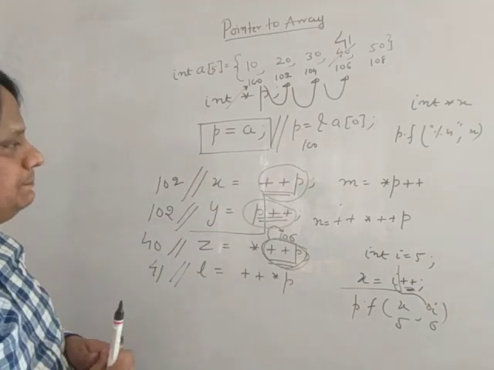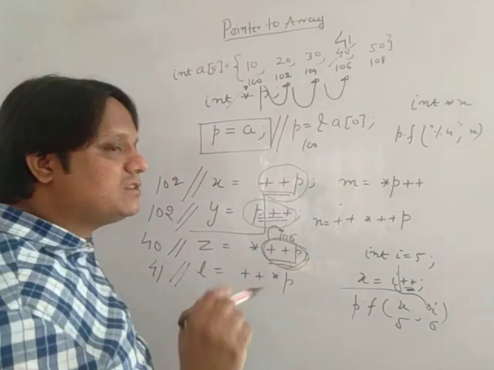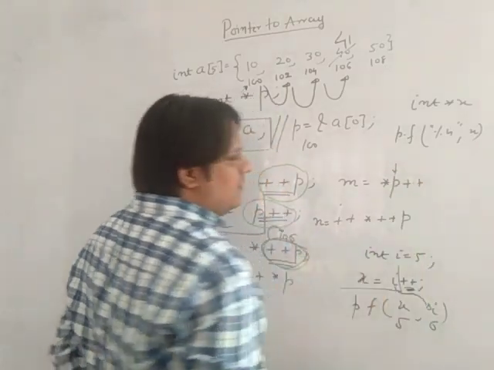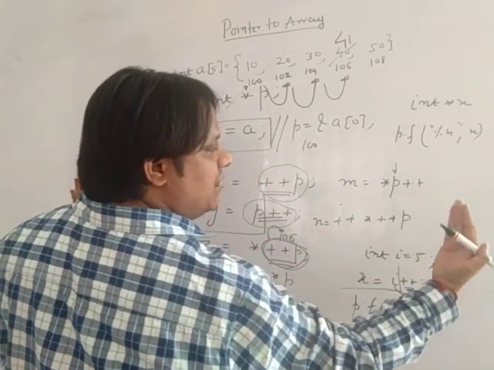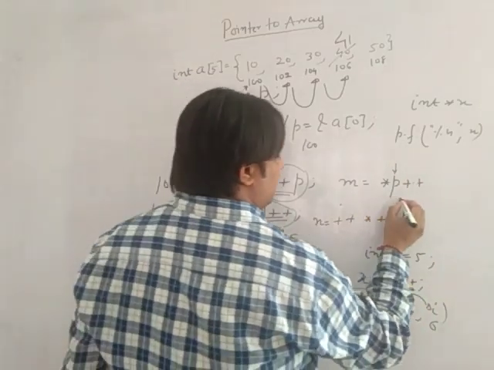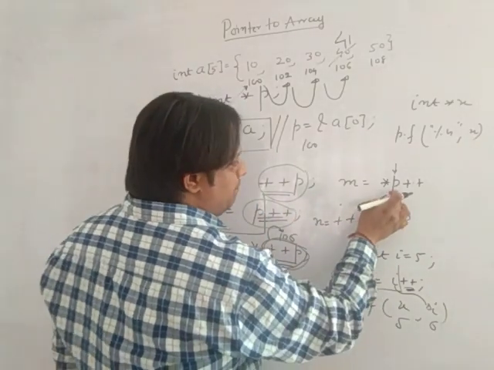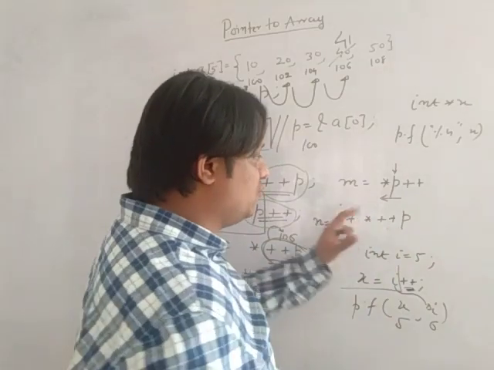Now moving to m. See here, m is equal to *p++. So the first thing you have to do is look at the variable first, right? Go to the right hand side, this is my variable p. Now start evaluating from right to left, going this way. And this is post increment. This line I am going to explain, it's very important.